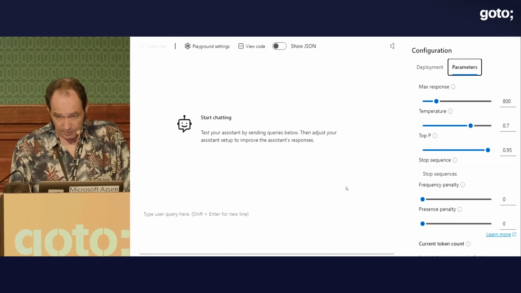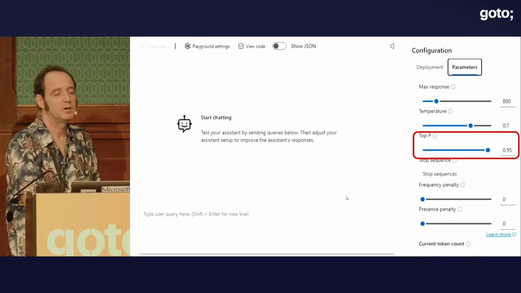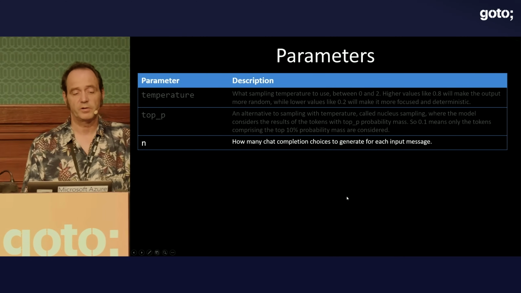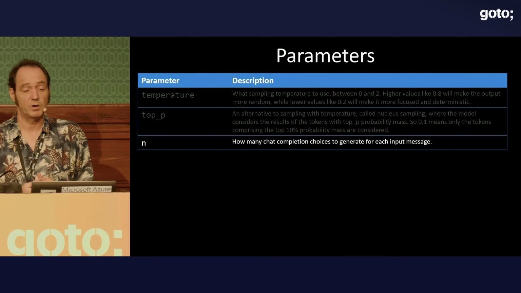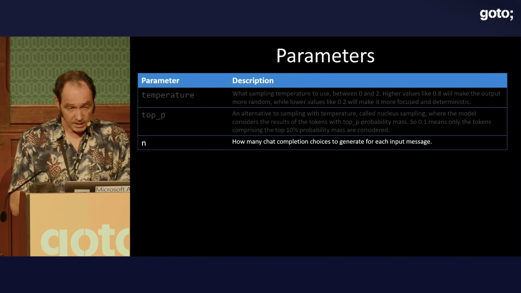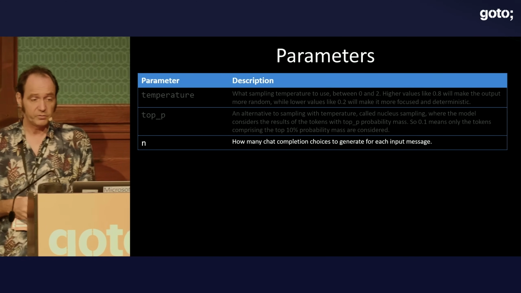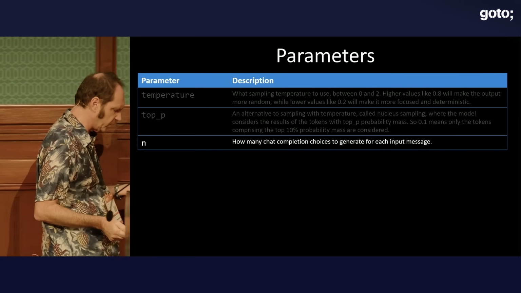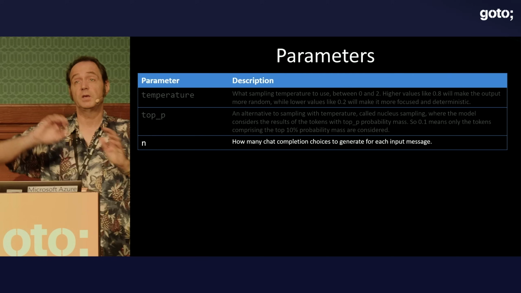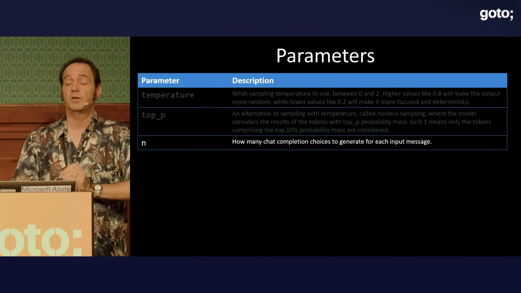As well as the temperature, there are other parameters that we can use to influence the actual output. So temperature and top P are the main ones that govern what is going to be coming out of the model. N is how many chat completion choices to generate for each input message. So what I've shown is just how we're doing the actual prediction of the next token.